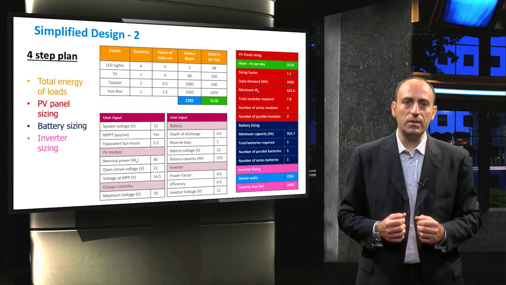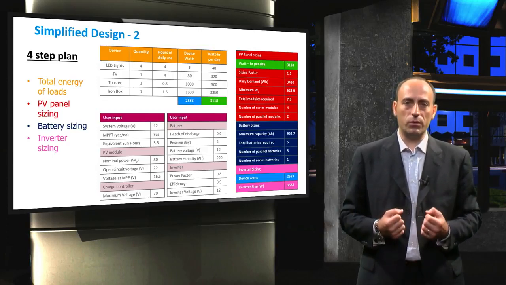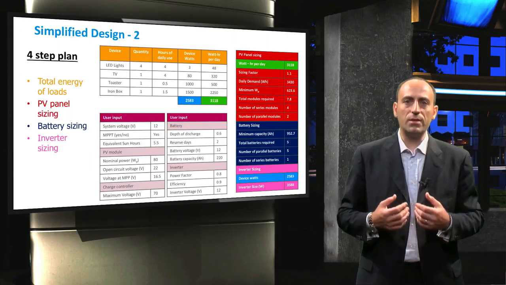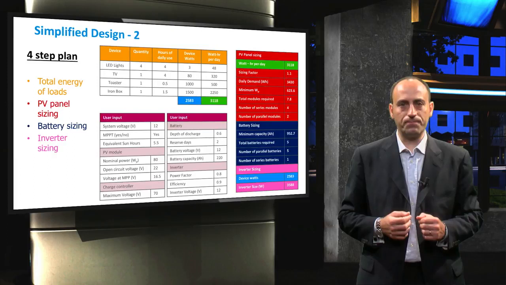We finish the PV system by choosing an inverter voltage that is compatible with the system voltage. From this figure, you can see the complete overview of the different steps involved in this strategy.